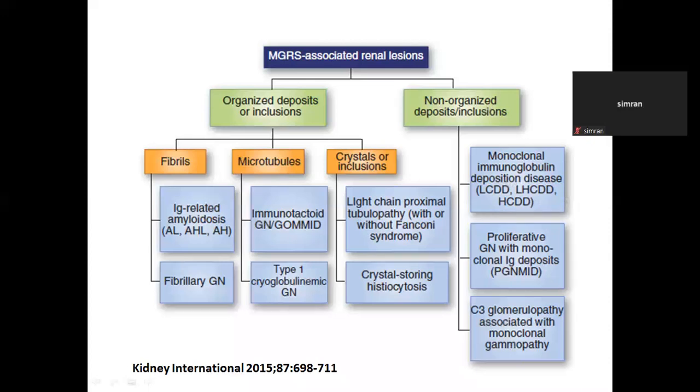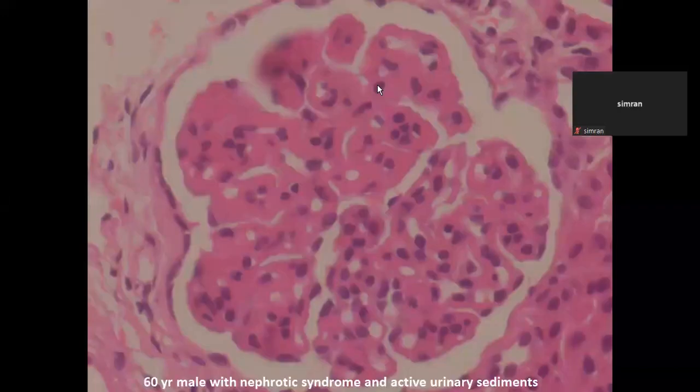So this comes under MGRS associated lesions, as you can see here, proliferative GN with monoclonal IgG deposits, PGNMID, or in other words, MPGN with dysproteinemia. So they come under MGRS associated lesions. Now, the majority of these cases of MPGN which I've shown you, IgG was there.